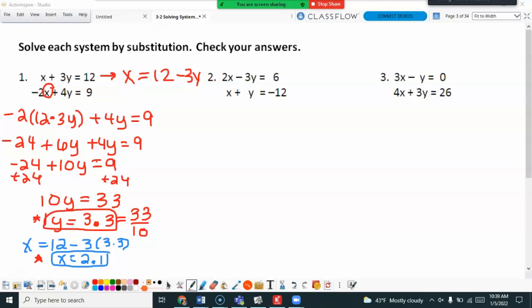In number 2, you could solve the bottom equation for x or y, depending on which variable you wanted. There's not necessarily a right or a wrong, since both have coefficients of 1. Since we've been solving a lot for x, let's solve for y. So we'll say that y is equal to negative 12 minus x. We're going to replace y in the top equation now, since we solved for the bottom. So you get 2x minus 3. And instead of y, we're going to replace it with negative 12 minus x.